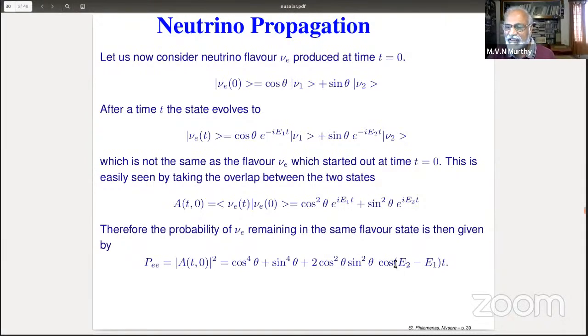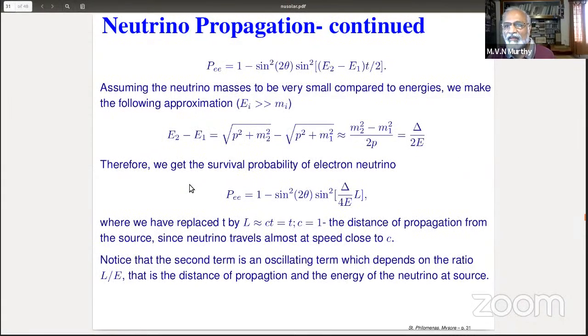Then you take the first term 1 together with this, and then what you get is 1. And then you have 2 cos squared theta sine squared theta, which is actually sine squared 2 theta. And the phase comes as sine squared (E2 minus E1) t by 2. The phase does not depend on the sign of E2 minus E1, but only the difference, because it is sine squared. So now what is this difference in energy?